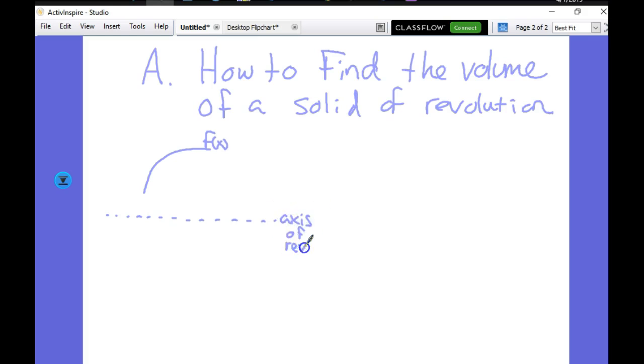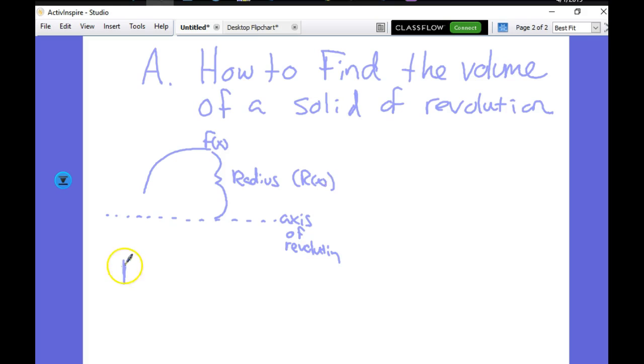Yeah, that's the line that it spins around. The distance from there to there, from the function to the axis, is our radius, which I'm going to call r of x. Okay? How do you find the distance between a function and the axis? What do you think?